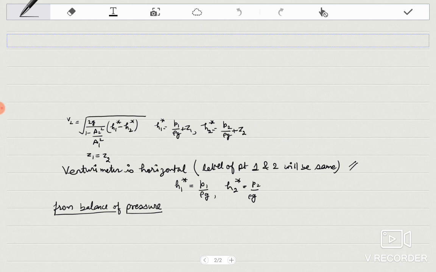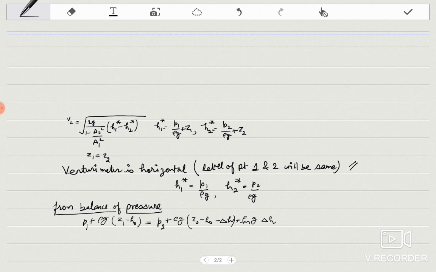From balance of pressure we have P1 plus rho g (Z1 minus H0), sorry, it is Z1 minus H0, is equal to P2 plus rho g (Z2 minus H0 minus delta H) plus rho m g delta H.